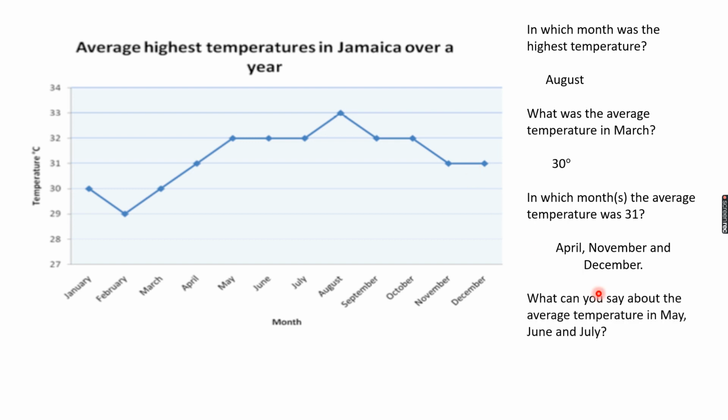One more question. What can you say about the average temperature in May, June, and July? I have to go to May, June, and July. I can find that all of them are at the same level. All of them, their average temperature is 32. So I can say that they have the same average temperature.